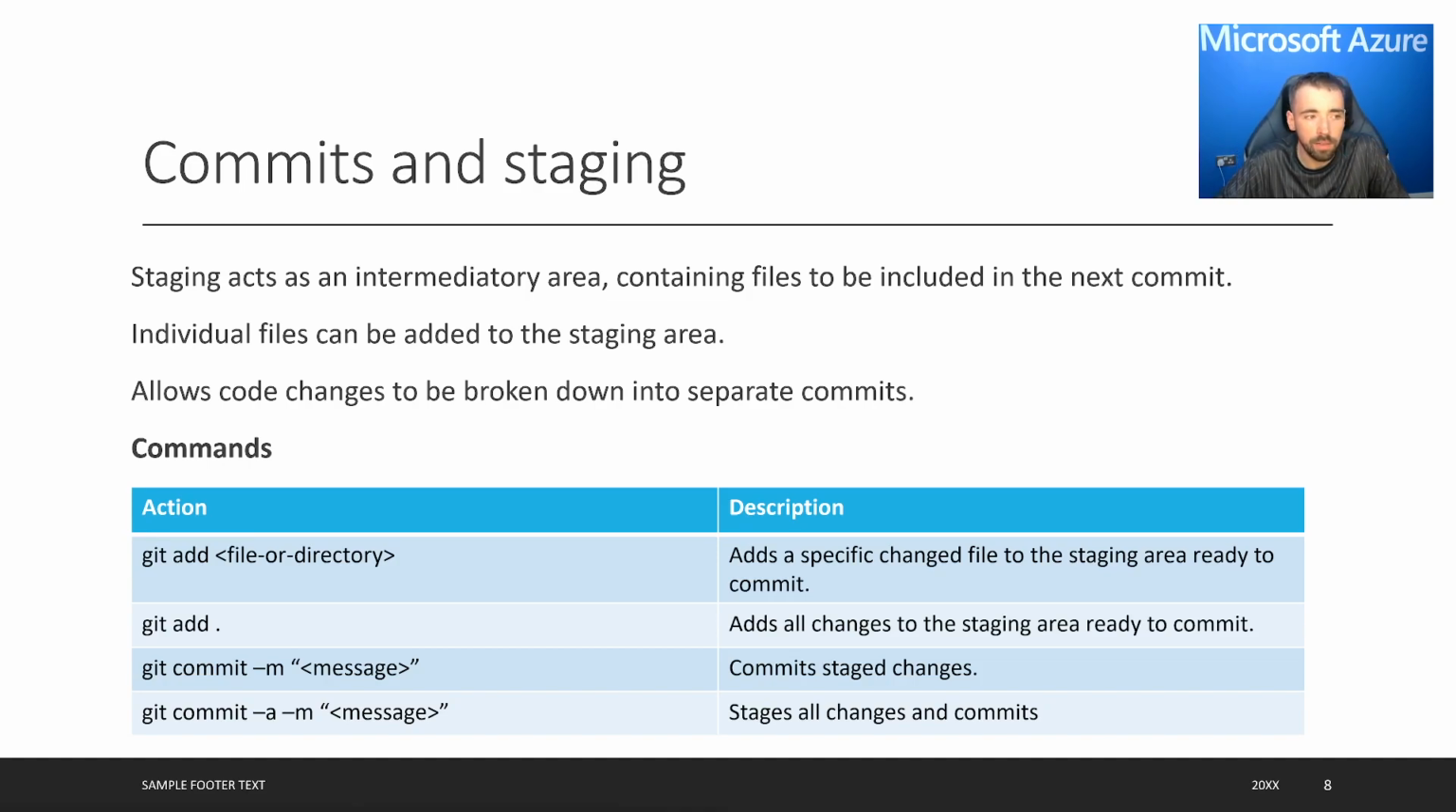We then have commit, git commit -m, and this will commit all of those changes that we've added to our staging area. Or we can run git commit -a -m and then the message, and this will add all of the changes that we've made to the staging area and commit them. So we wouldn't need to run git add if we run git commit -a -m.